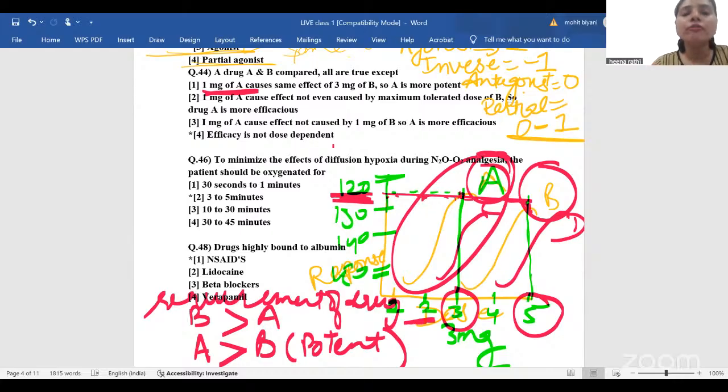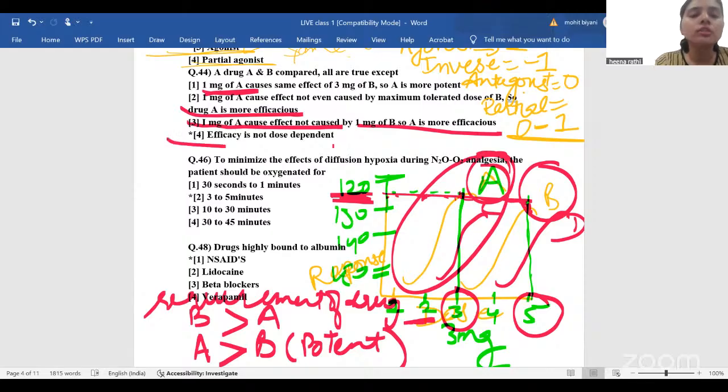1 milligram of A causes an effect not even caused by the maximum tolerated dose of B. So drug A is more efficacious. Yes, A is giving the effect not even caused by the maximum tolerated dose of B. So A is giving a result higher than B, so it is more efficacious. 3. 1 milligram of A causes an effect not caused by 1 milligram of B. So A is more efficacious if 1 milligram of A is giving results when B is not able to give them at that same concentration. So A will be more efficacious.